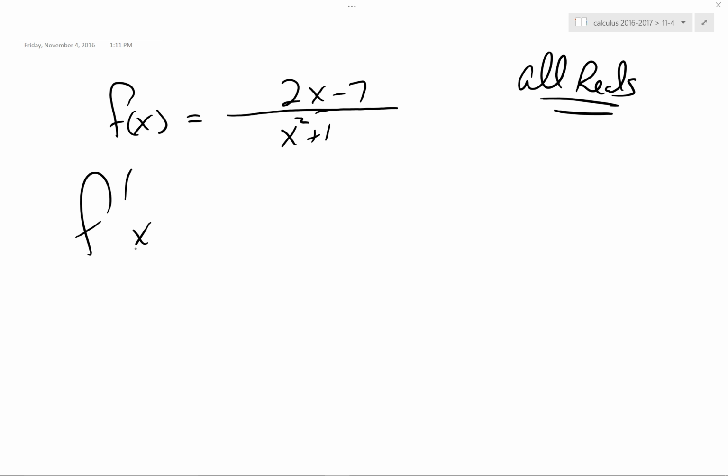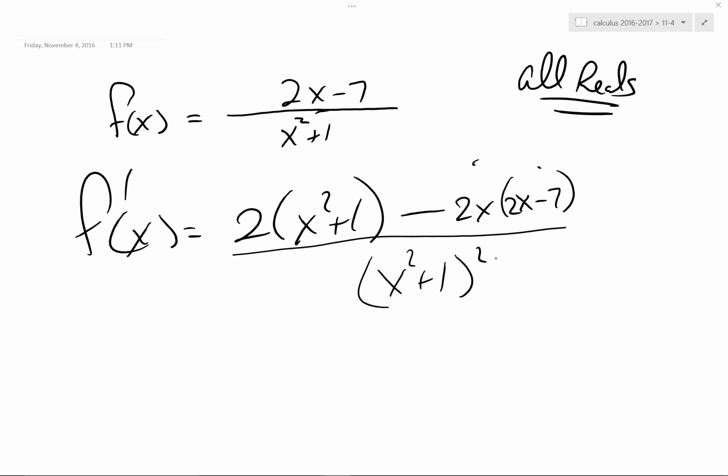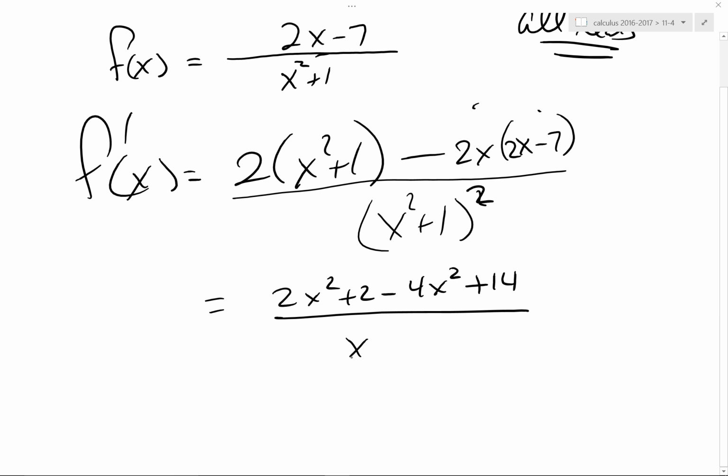So, f prime is 2x squared plus 1 minus what? 2x times 2x minus 7. I just did f g prime. It's fine. All over the bottom squared. So that is 2x squared plus 2 minus 4x squared plus 14. So there's negative 2x squared.